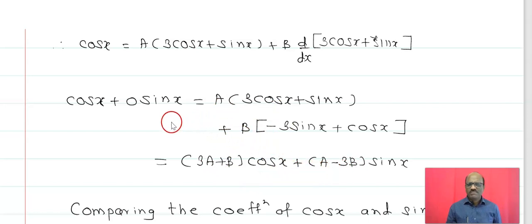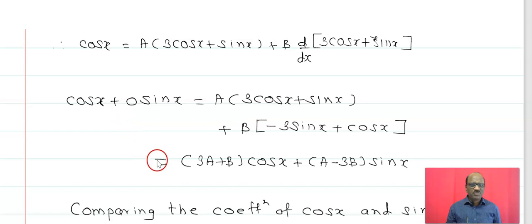But on the left hand side, only one term is present, that is only cos x. That's why we write sin x in this form: 0 into sin x. And 0 into sin x, its overall value will be 0, so it doesn't matter.